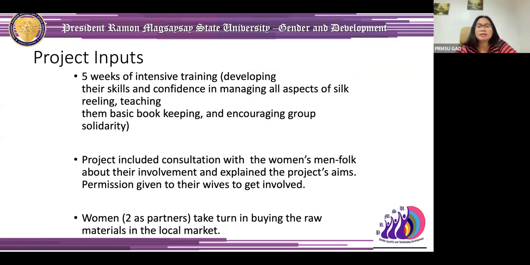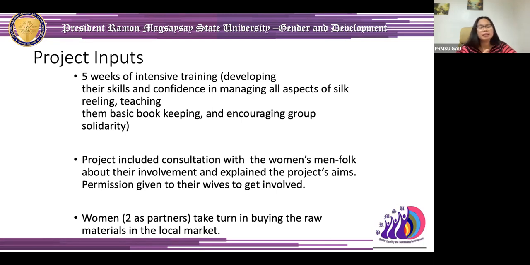Kasama na rin dyan yung basic bookkeeping. Yun nga po, di ba, yung financial literacy, how they could manage the finances in the business, kasama na rin. Then project included consultation also with the women's menfolk about their involvement. So kinausap din yung mga asawa po nila about how they will be involved in the project.